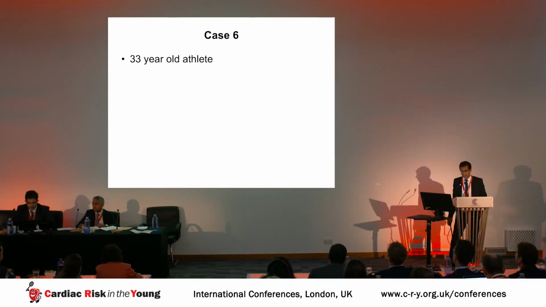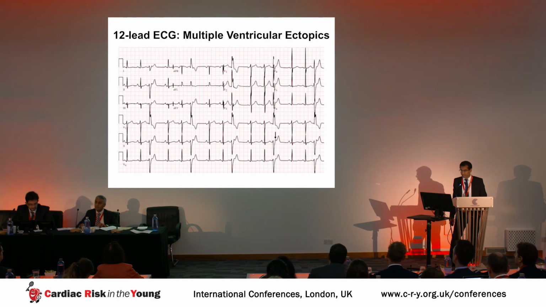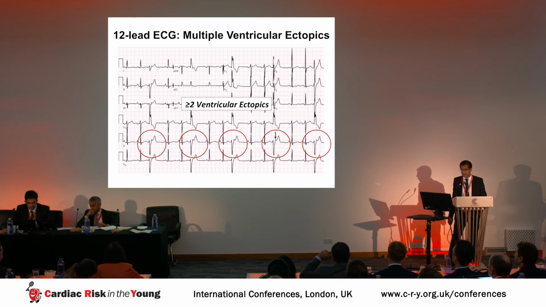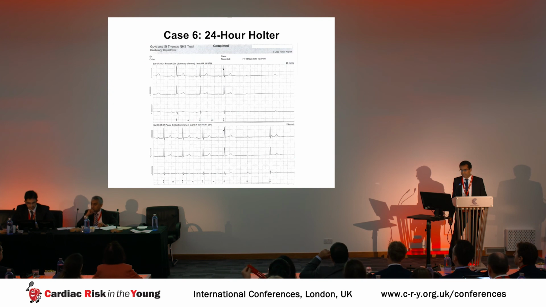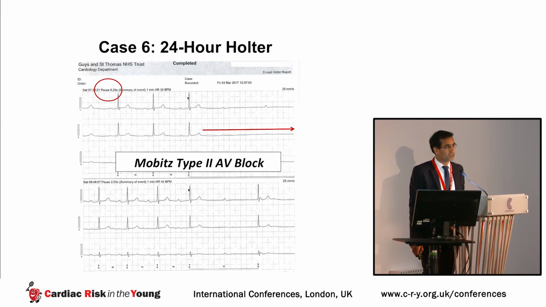And the final case is of a 33-year-old athlete who presented with dizziness and pre-syncope. He also complained of palpitation and a decrease in exercise tolerance. And if we look at his ECG, there were multiple ventricular ectopics, here in a trigeminal pattern, but the key thing is that there were greater than or equal to 2 ventricular ectopics on his ECG. And when we performed a Holter monitor because of his symptoms, we found that there was a long 6-second pause due to Mobitz type 2 AV block.